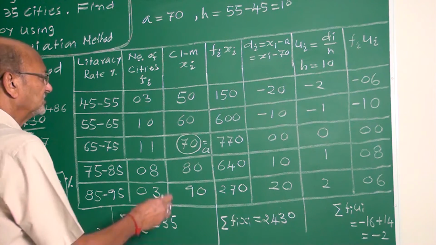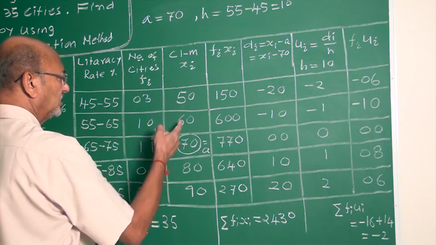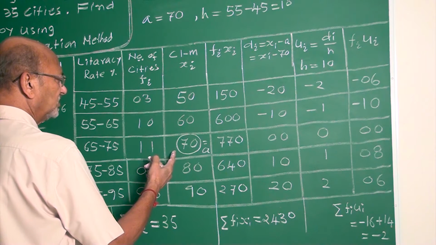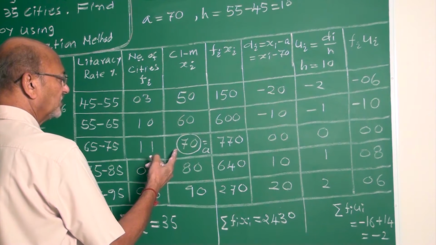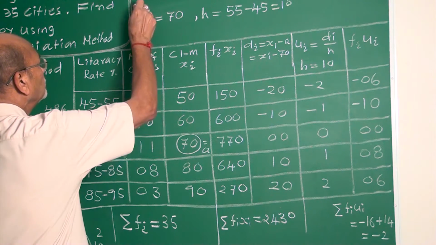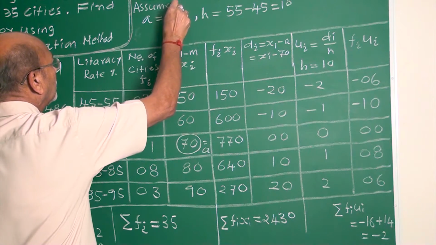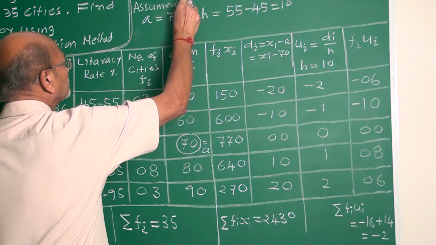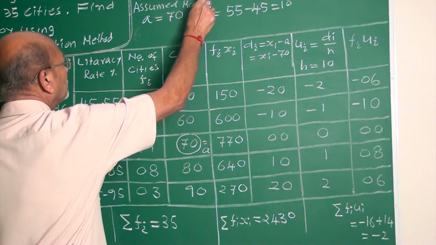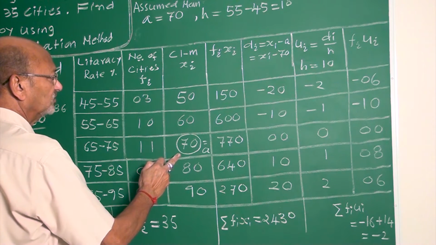In this, the middle value will be the assumed mean. There are 5 values, so the third observation is the middle value. That third observation is nothing but the assumed mean. Assumed mean is 70, a equal to 70, the middle value.